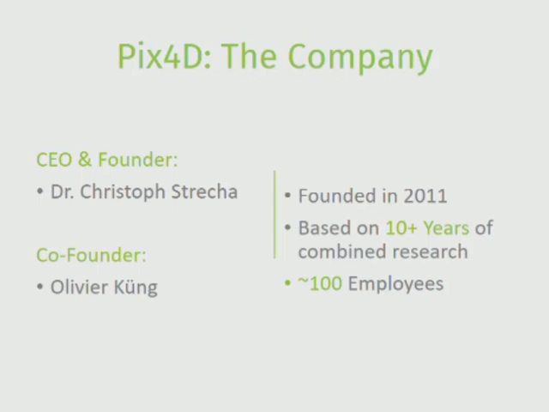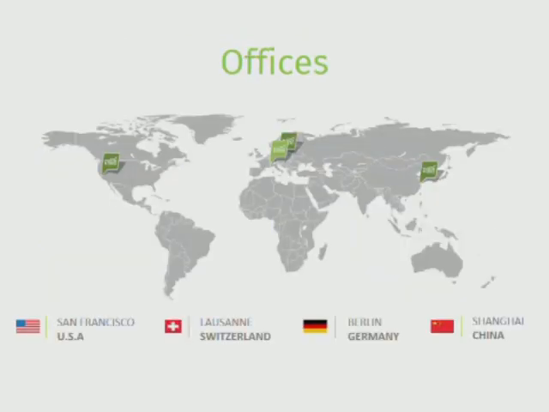In terms of the company as a whole, it's about 100 people now, so it's pretty small if you compare it to more domineering firms like Esri, which has offices all over the world, and we're starting to do that. We have an office here in San Francisco. Our main headquarters are in Lausanne, Switzerland. We have an R&D facility in Berlin, Germany, and in Shanghai we have a sales and training office.